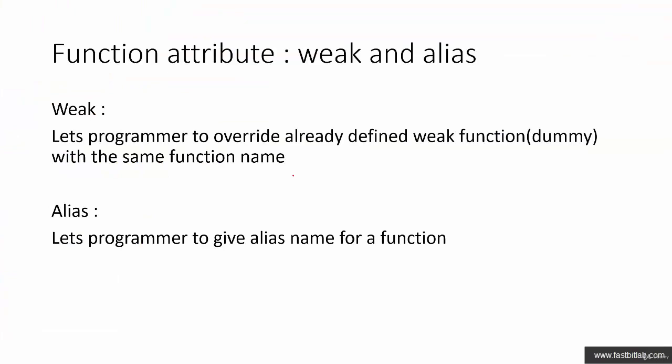What is a weak attribute? Weak is a GCC attribute that lets the programmer override an already defined weak function, also called a dummy function, with the same function name. And the alias attribute lets the programmer give an alias name for a function.